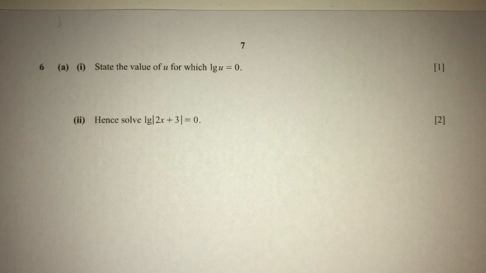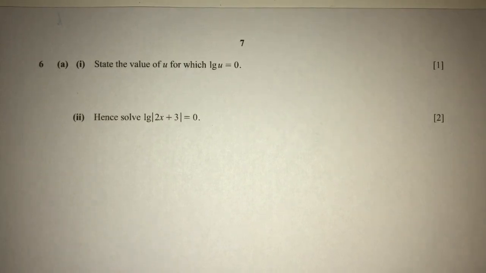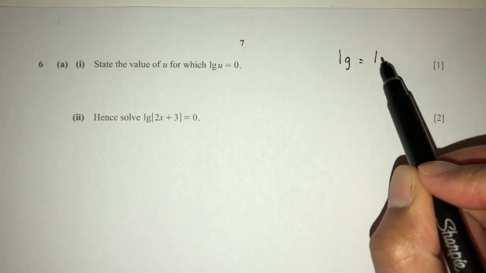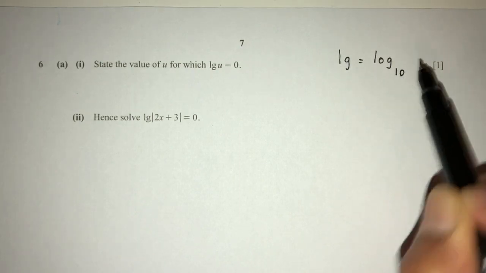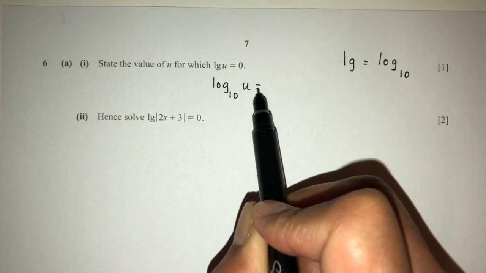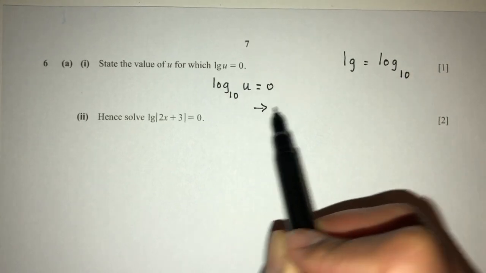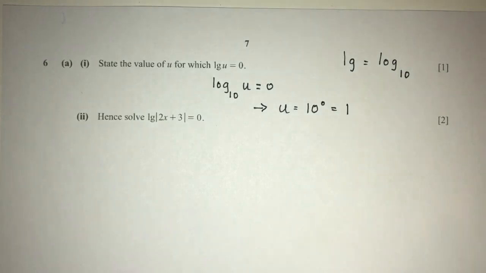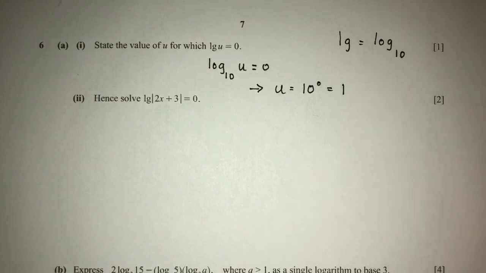So let's move on to question number 6. State the value of u for which log of u is equal to 0. First things first, we have to know what log is. It is actually log to the base of 10. So right now we have log to the base of 10 of u is equal to 0, which means u has to be 10 to the power 0, which is 1. That is my value for part 1.